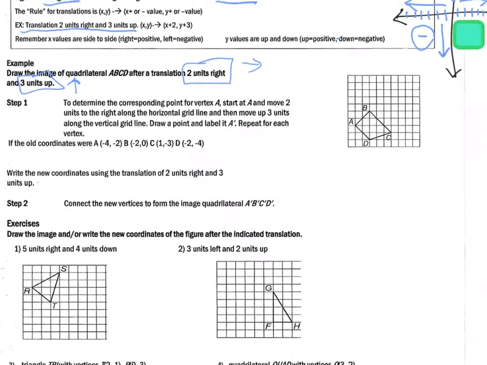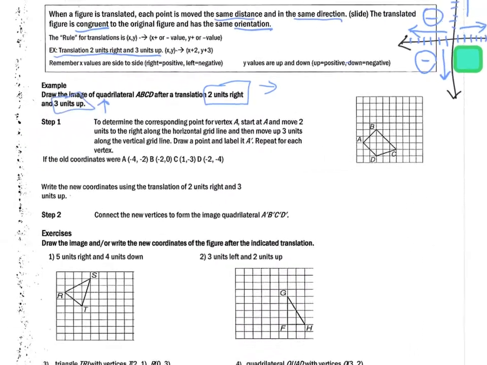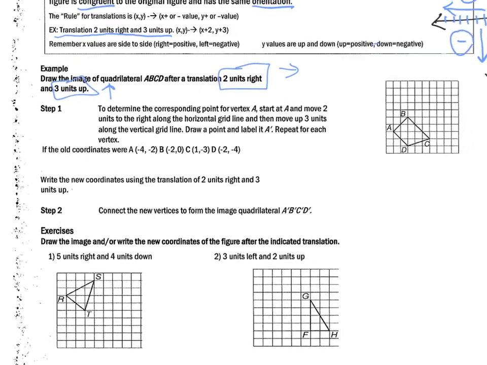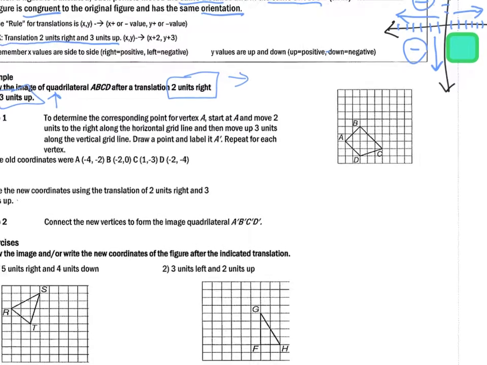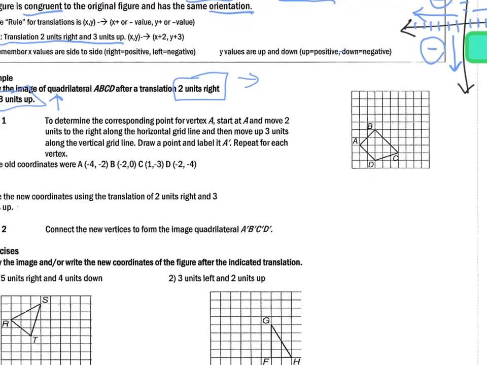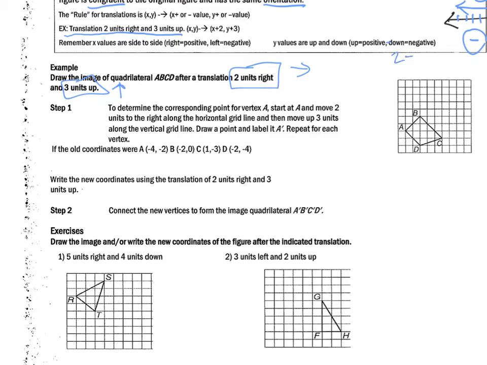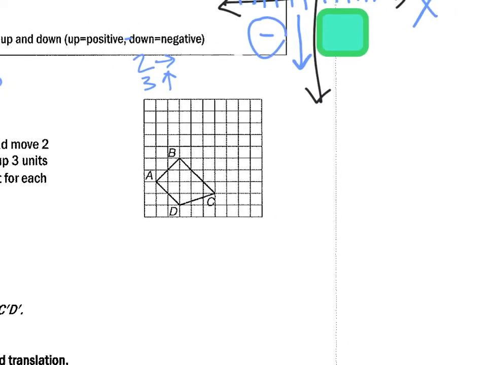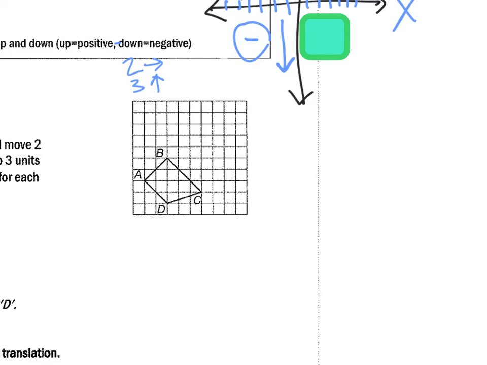So if you're given a graph with the image on it, you can just use that to create your transformation. So we'll do that first. Since we have a graph, we have our image. So 2 units to the right and 3 units up. I'm going to write that up here just so I can remember. What I'm going to do on this graph is take each point and move it in those directions.